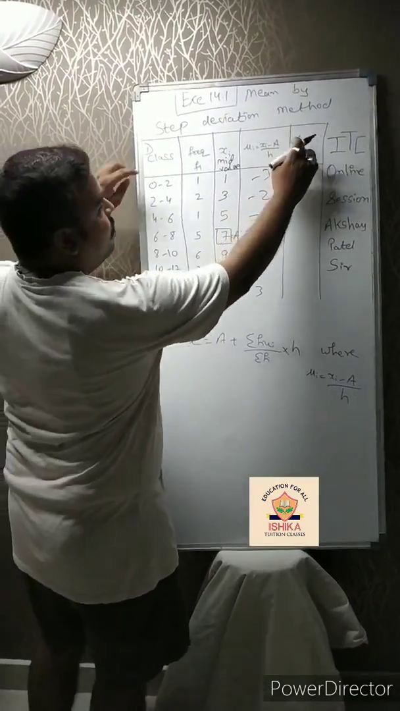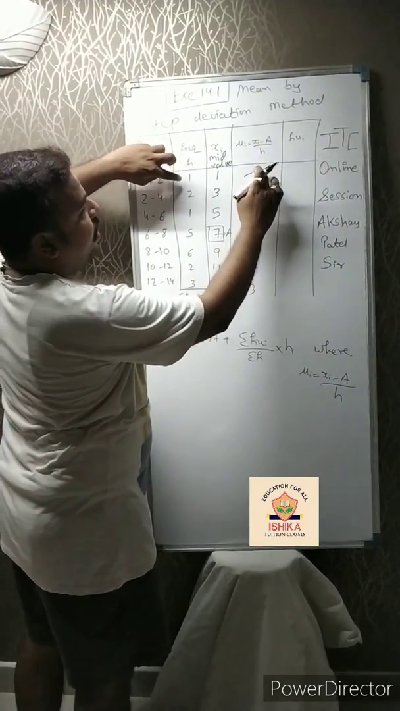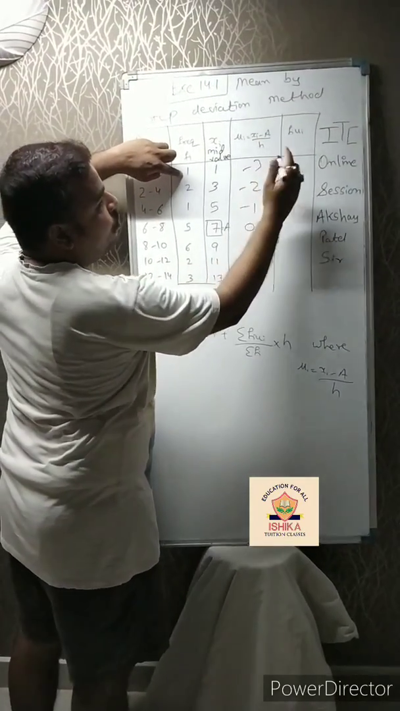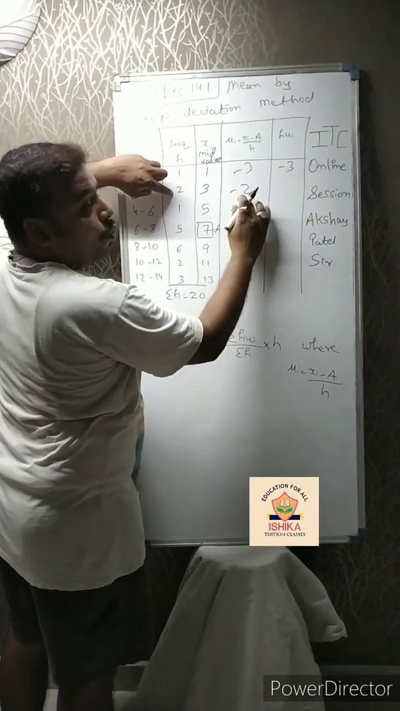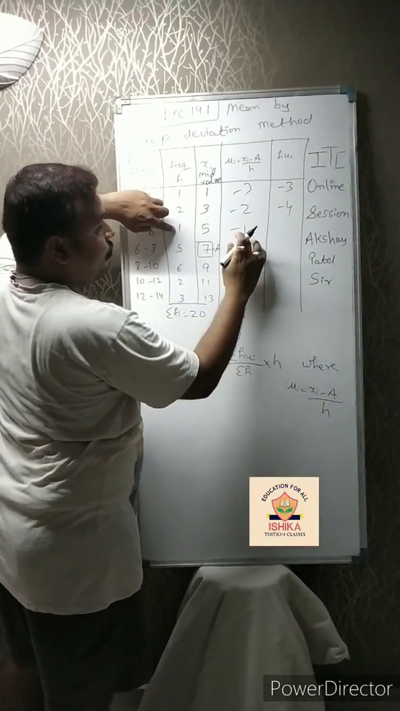Now next column is multiplication of these two values, that is fi and ui. 1 into -3, that is -3. 2 into -2, that is -4.